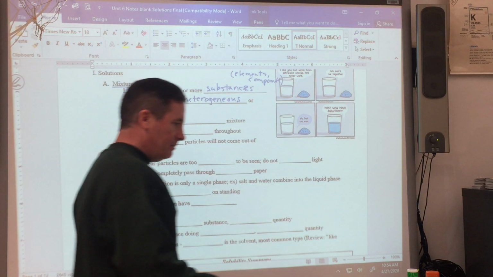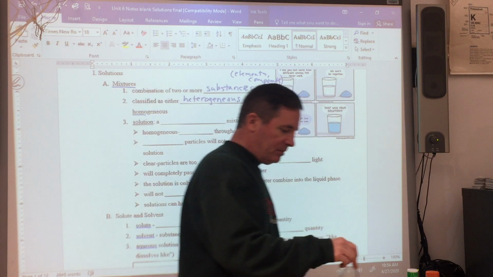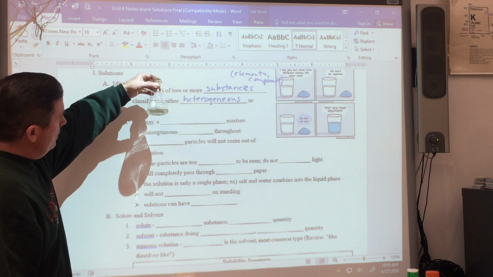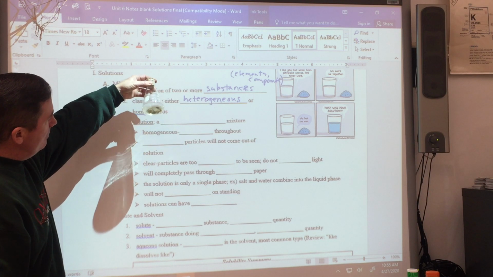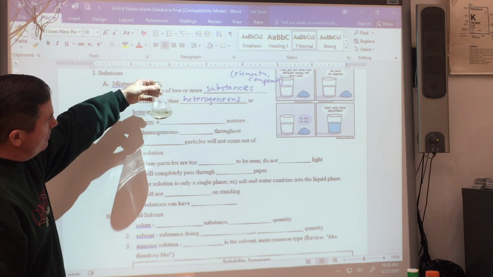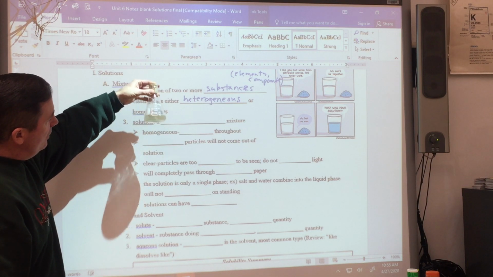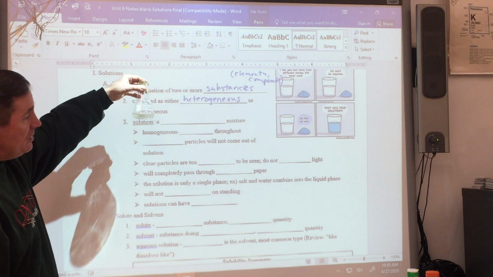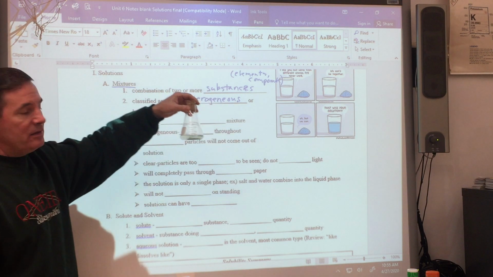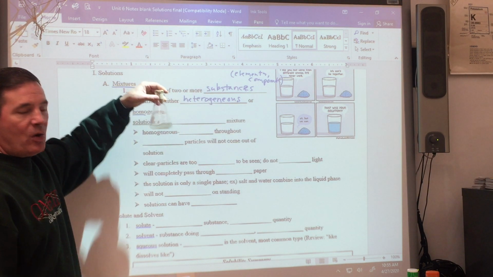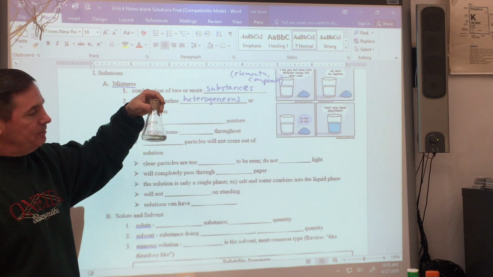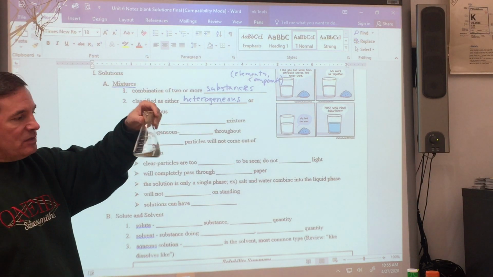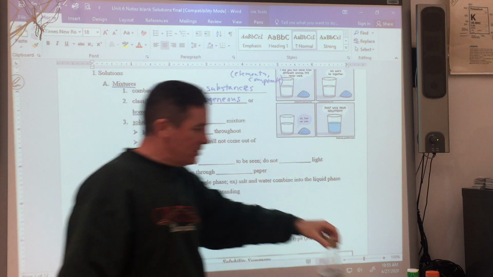So let's take a look. I've got a couple of mixtures here. This is basically water and sand. You can see the sand does not stay in the water for very long because it's more dense and it settles at the bottom. This is a mixture because I've got water and sand. However, would you call that a homogeneous or a heterogeneous mixture? Well, since I can see the different particles in it, this is considered a heterogeneous mixture.